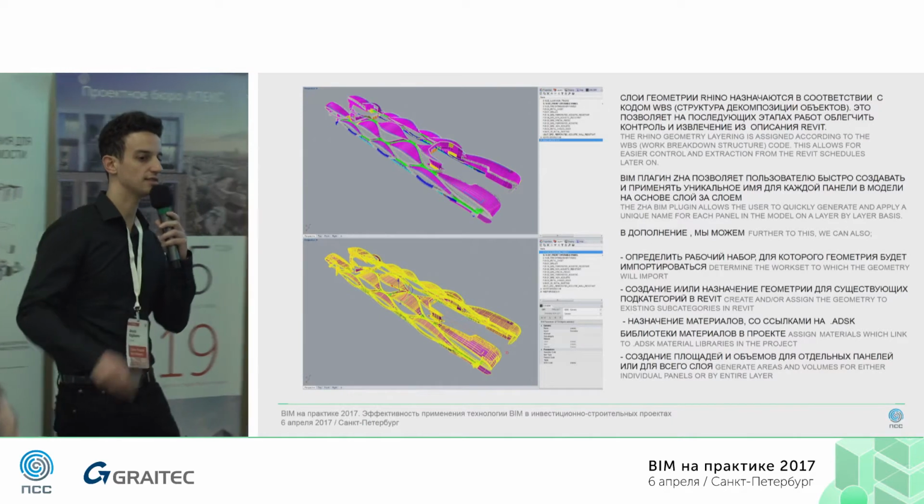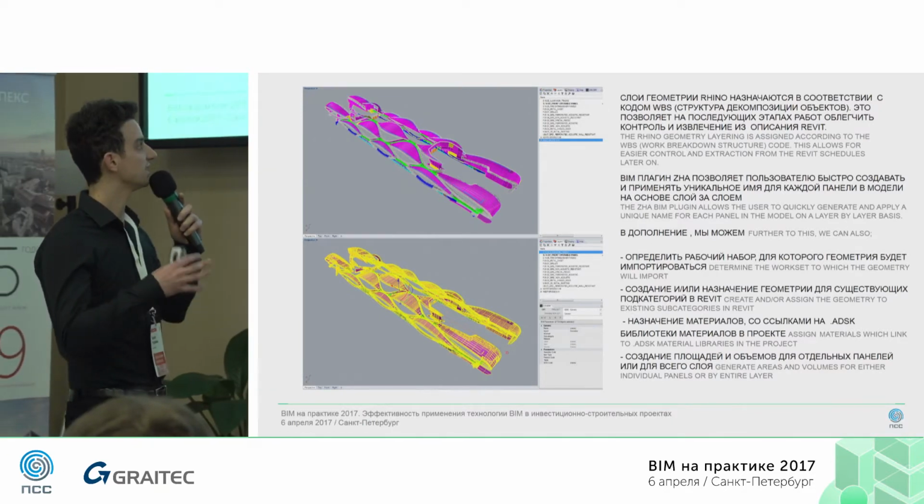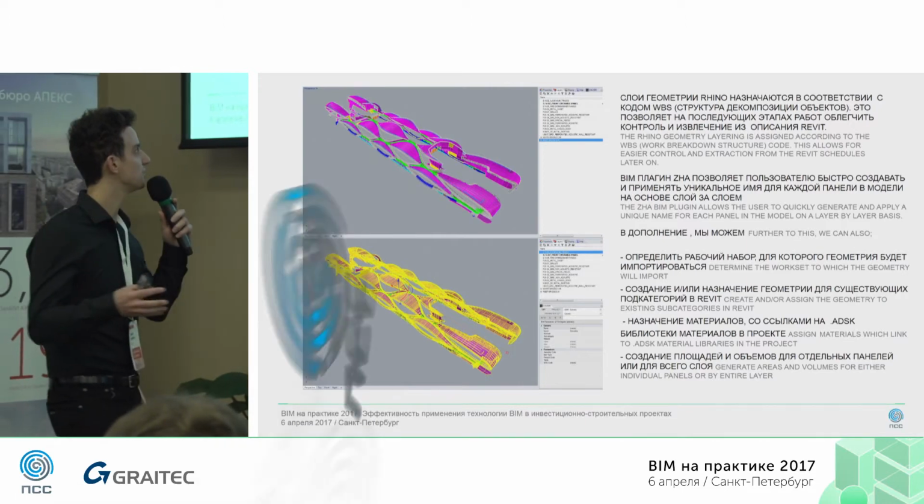We can assign things like unique panel numbers, materials that link to the library in Revit.